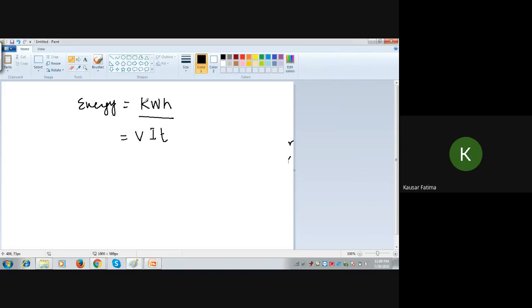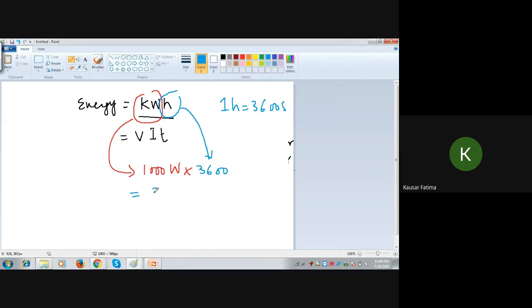Convert kilowatt into watt, to get the answer in joule. So this will be 1000 watt, okay. Now time into seconds. So 1 hour is equal to 3600 seconds. So into 3600. So what answer comes?